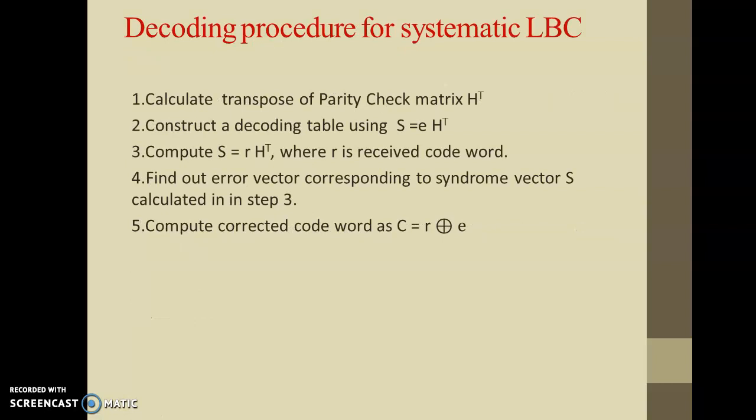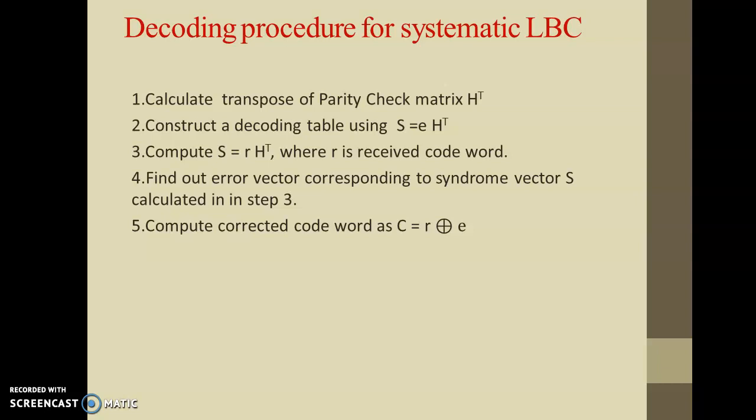So this is the decoding procedure for systematic LBC. What you have to do: first you need to find the parity check matrix, then find the transpose of the parity check matrix, then construct the decoding table using S = E × H transpose.